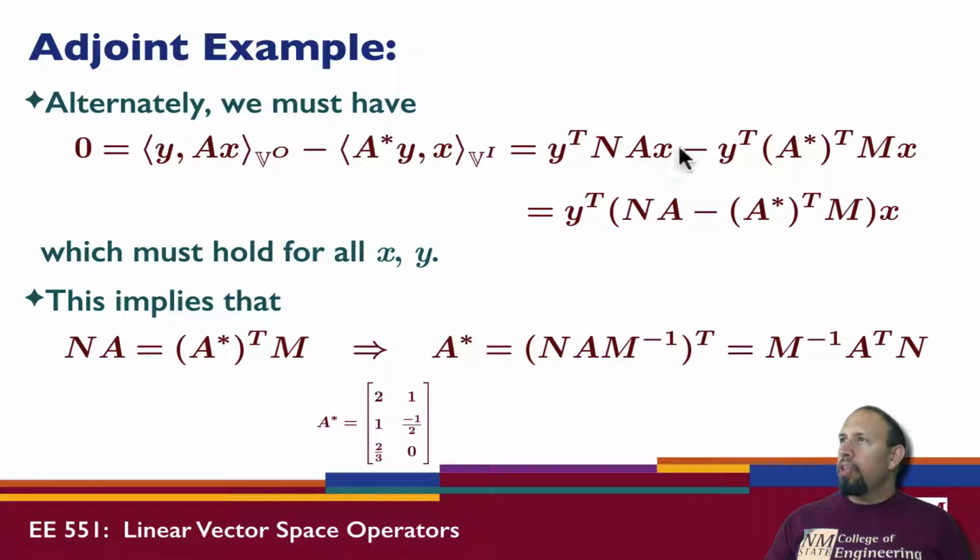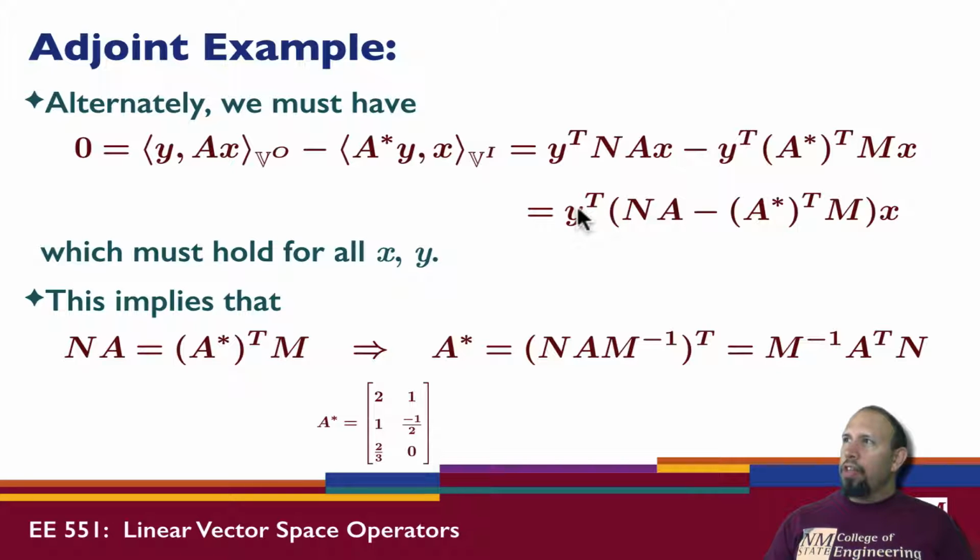And I notice that both of these have Y transpose on the left and X on the right. I can factor out that Y transpose on the left and the X on the right and give this expression. And so all of this must be equal to 0 for all X and Y. Okay, for all X and Y, this expression must be equal to 0.